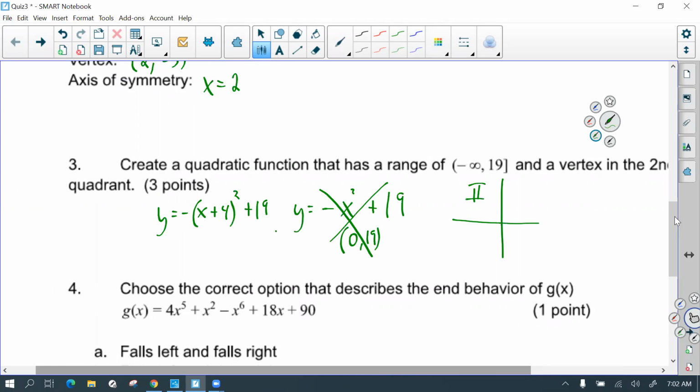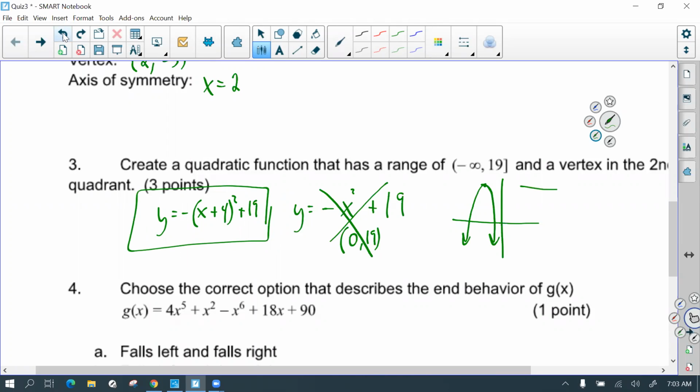So this is one possibility. The negative faces it upside down. The plus 4 moves it to the left 4. And the plus 19 moves it up 19. So that this vertex is negative 4, 19. And since it's negative, it's facing down. And you can see that the range is from positive 19 is the largest y value, and the y values go down to negative infinity.